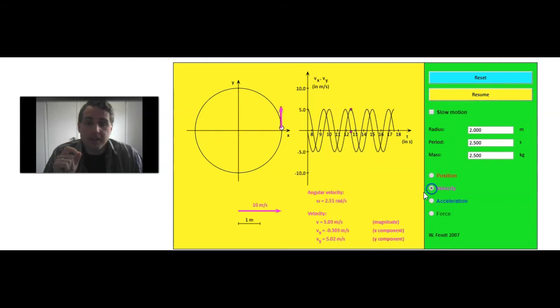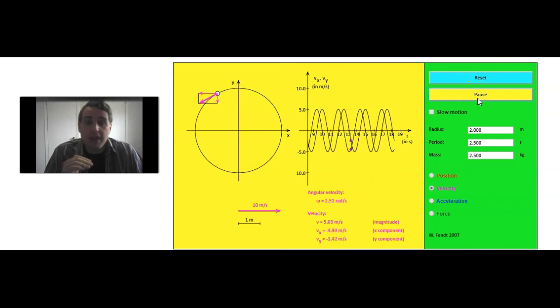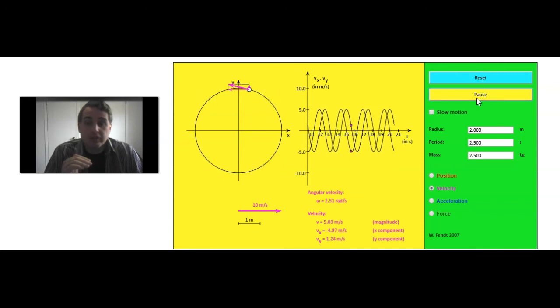Notice the velocity, though, is now scaled up by a factor of 2. It's twice as much as it was before, and that should hopefully make sense to you, because since the period is half as much, we cover the same distance in half the time, so our speed has to be twice as fast. And that is indeed what we see for the tangential velocity.